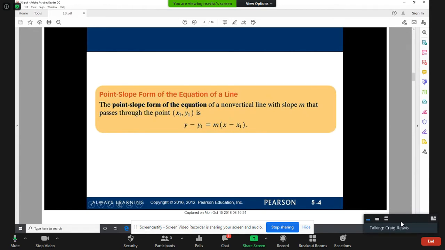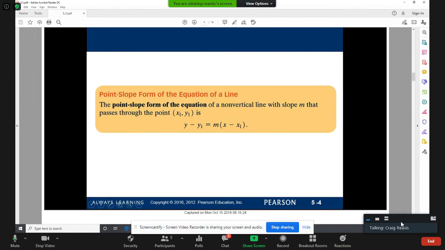All right, so here we go. We're going to talk about writing equations of lines. Whenever you're asked to write an equation of a line, this is the equation we're going to go to. It's called the point slope form of the equation.